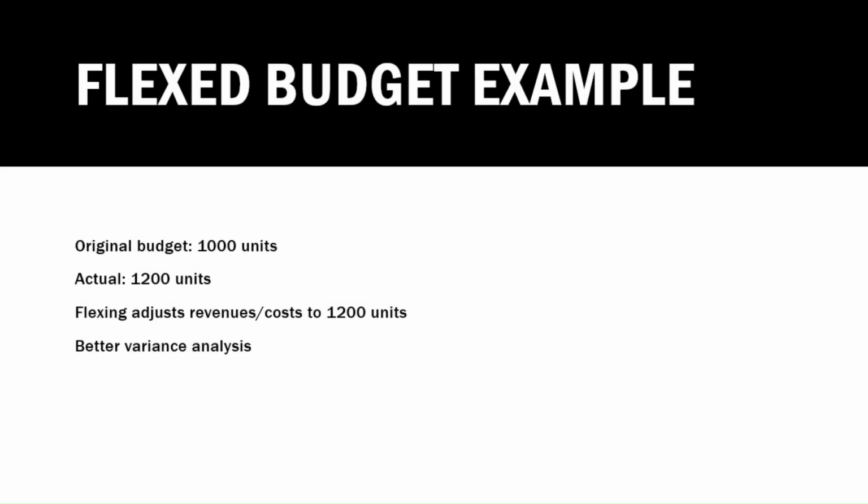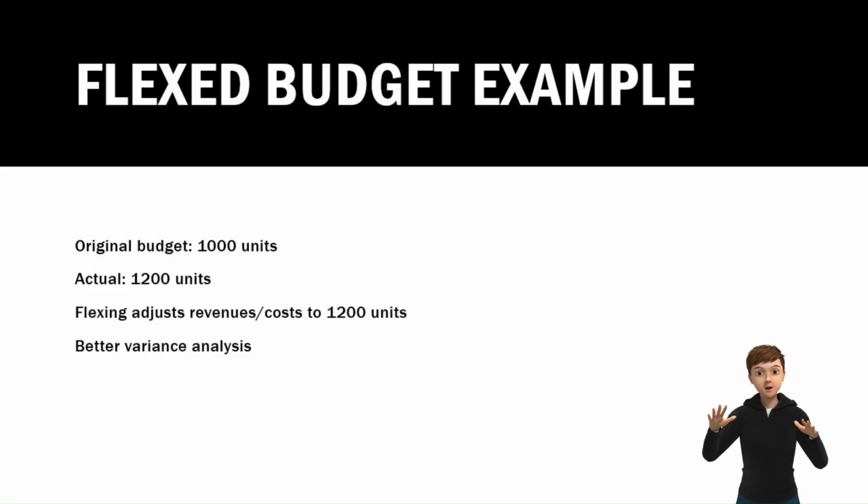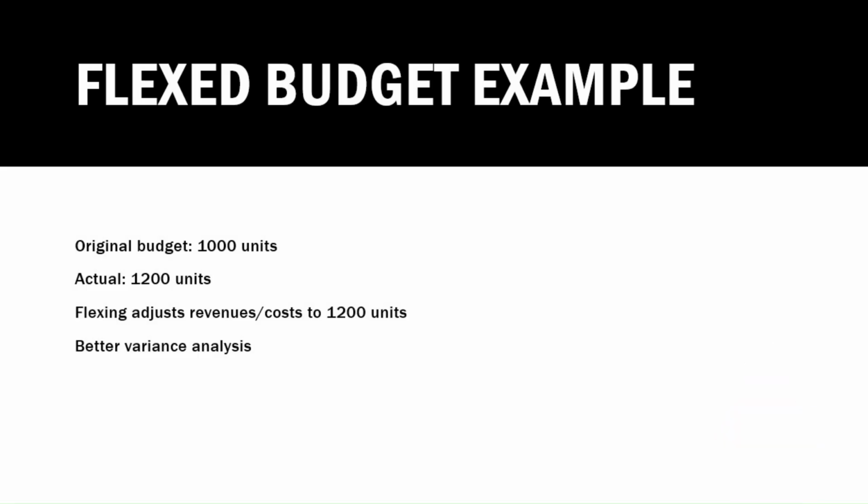Flexed budgets are especially important. Suppose 1,000 units were budgeted but 1,200 were produced. A flexed budget adjusts sales and variable costs to 1,200 units. This ensures that variances reflect real performance, not differences in volume.